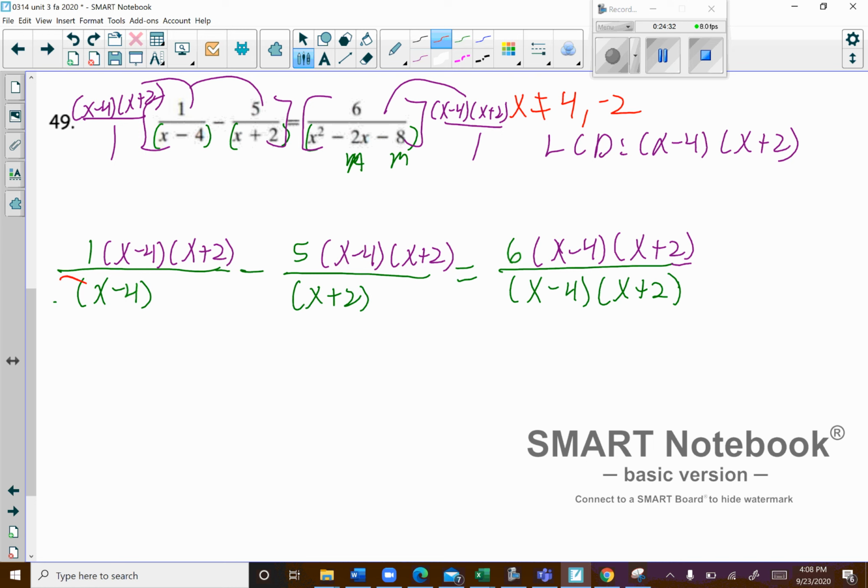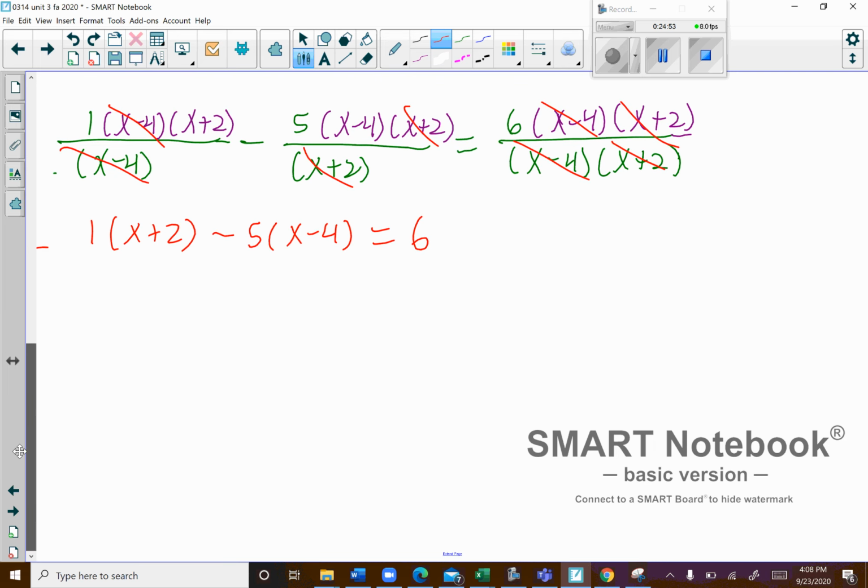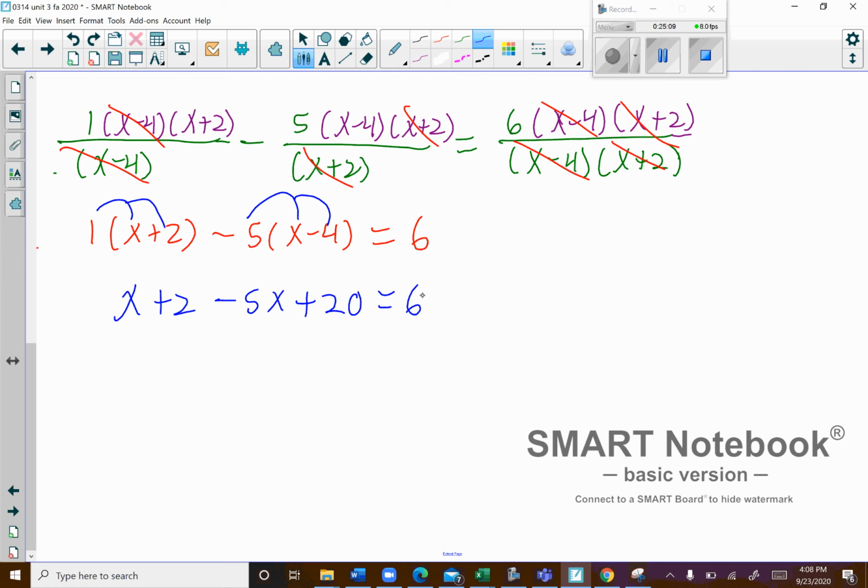All right, so the x minus 4's cancel out. So I'm left with 1 times x plus 2. Then let's see, that cancels out. So I'm going to be left with minus 5 times x minus 4 equals, and then all the factors cancel out here. I'll be left with a 6. All right, so then all we have left here, distributing the 1 doesn't change anything. That'll just be x plus 2. And then we'll distribute the minus 5, so minus 5x plus 20 equals 6.